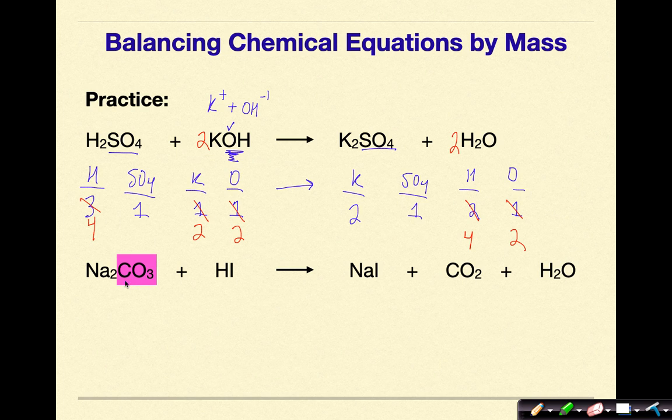And for this problem, I see a carbonate polyatomic ion on the left, but I do not see that on the right. I'm going to use the tally method again. I'm going to balance each element individually. So let's come up with a tally with initial amounts.